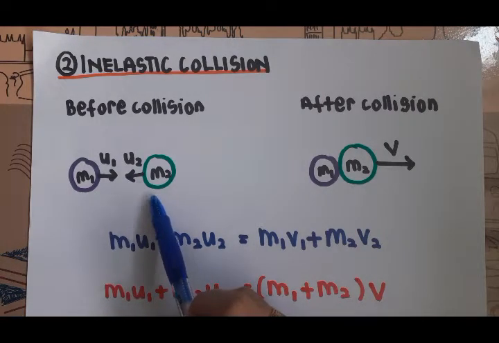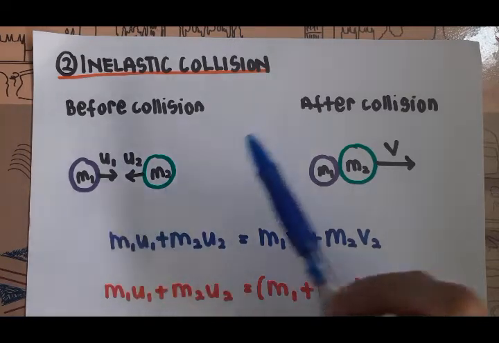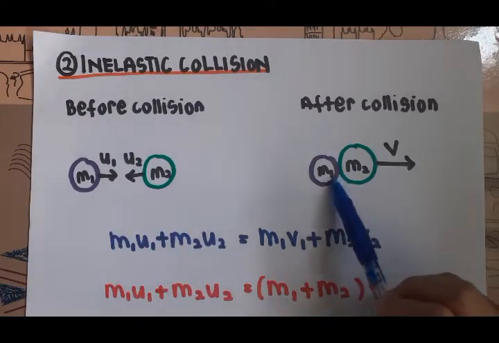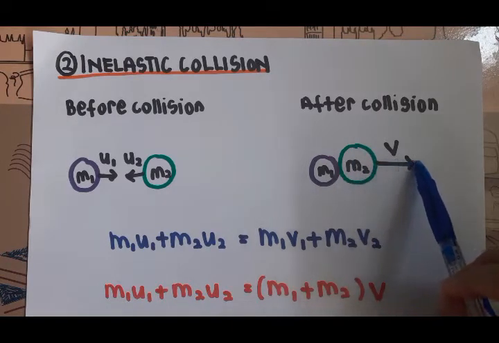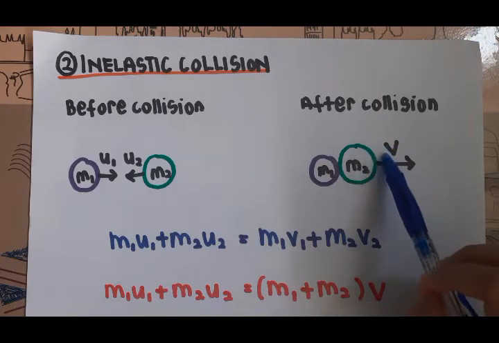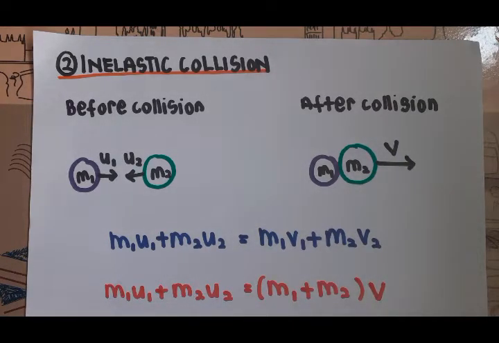Inelastic collision happens when the two objects collide together, and after collision, the two objects will stick together and move together with the same direction and same velocity. So as we know, the formula is M1U1 plus M2U2 is equal to M1V1 plus M2V2, right? But since inelastic collision has the same velocity after collision, the formula is M1U1 plus M2U2 is equal to (M1 plus M2)V, because M1 and M2 share the same velocity.